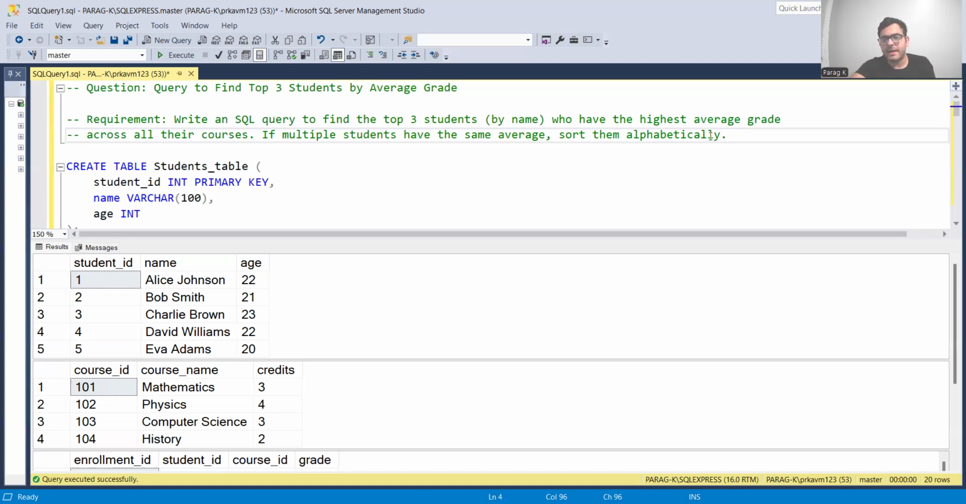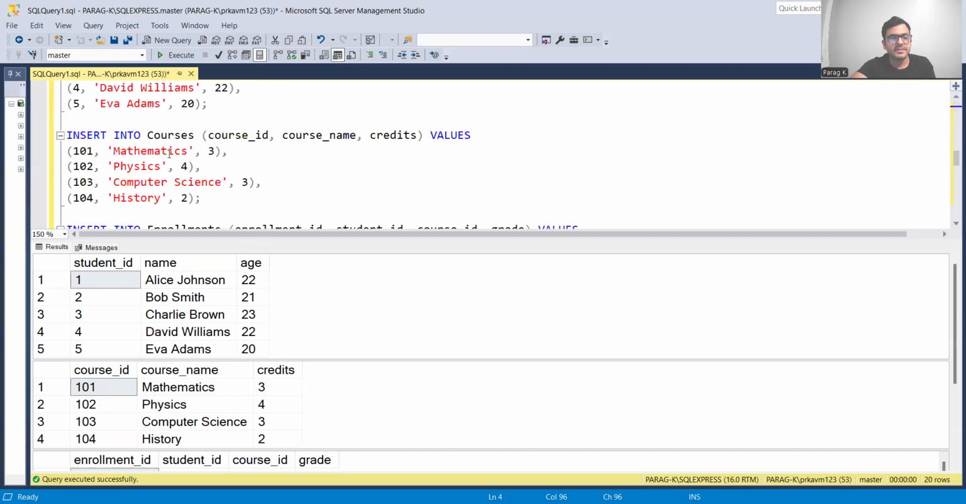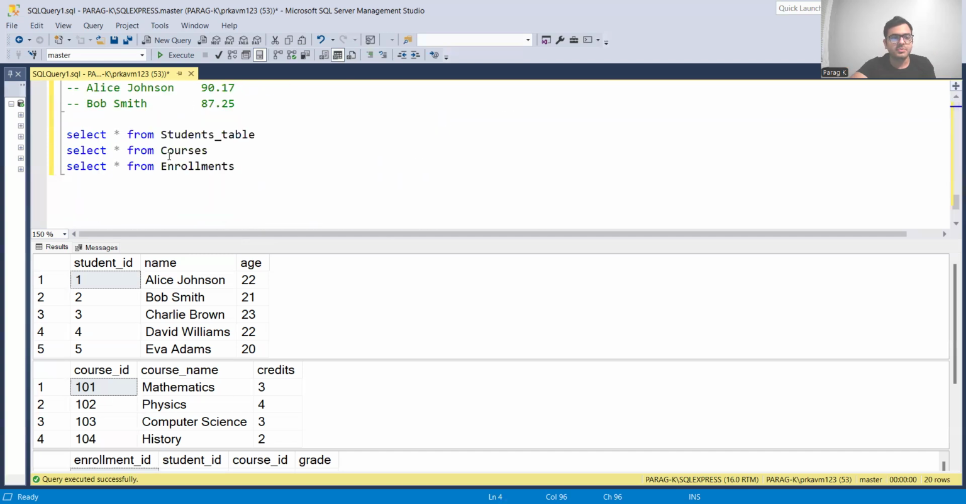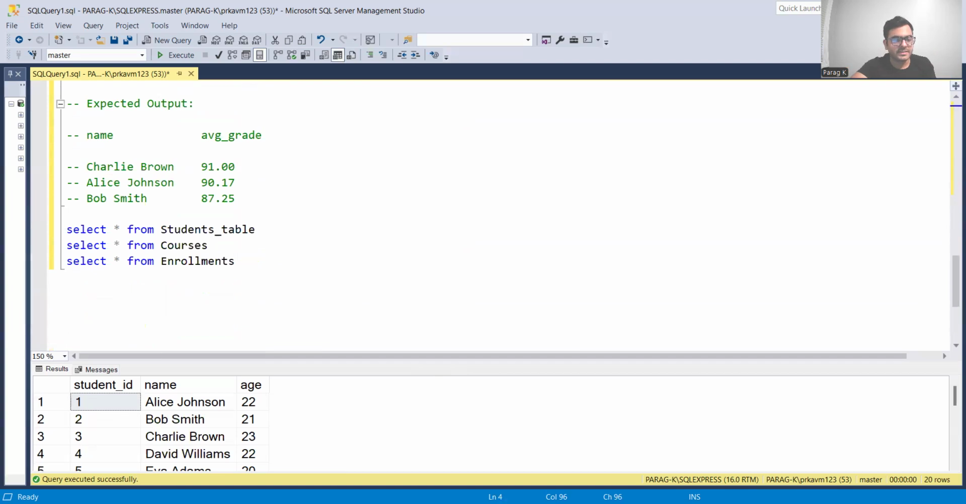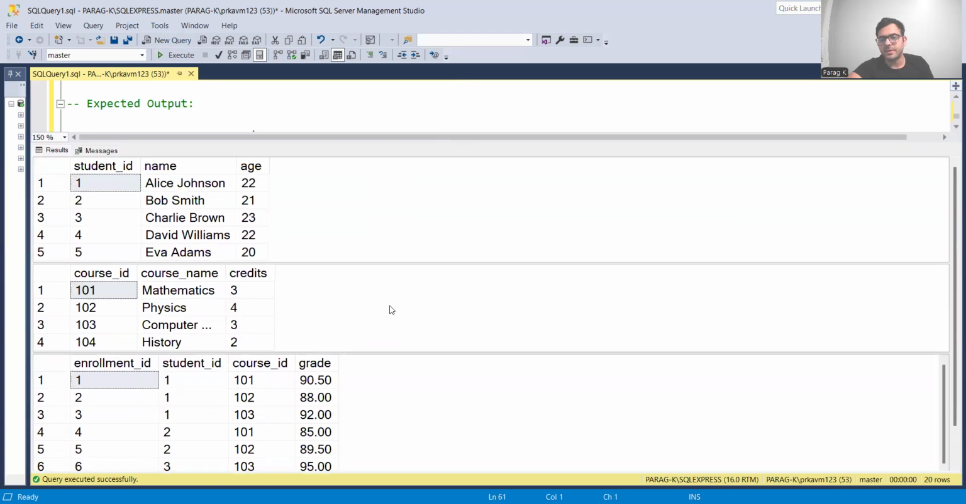This is the create and insert table, and this is the expected output that we are expecting, and these below are the tables that are there. You can see the name and the average grade are there. So these are the three tables that we're looking at.